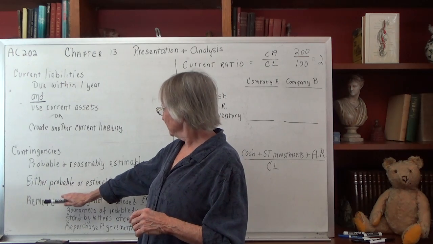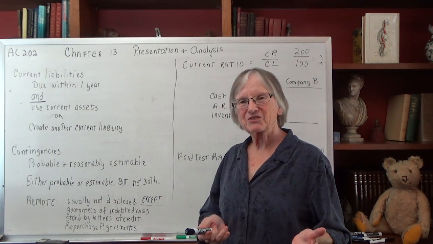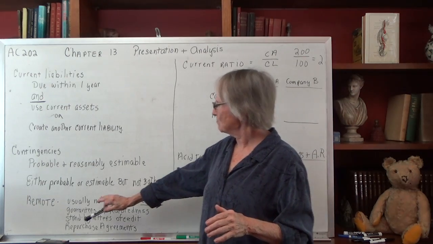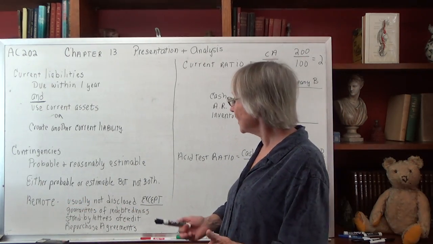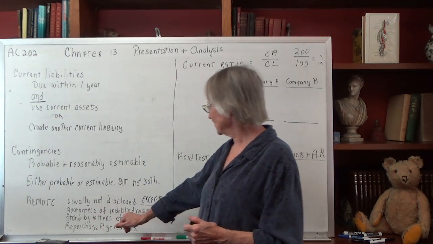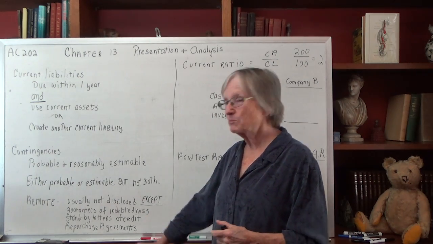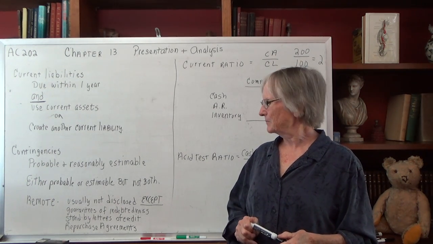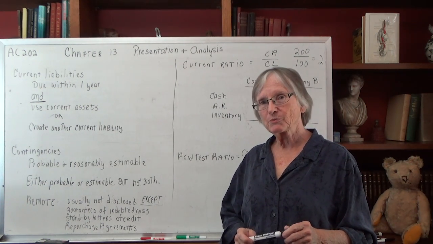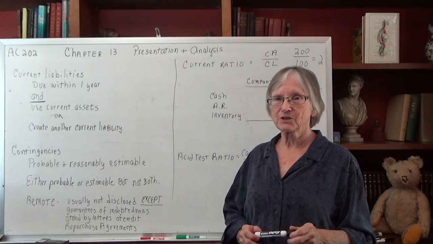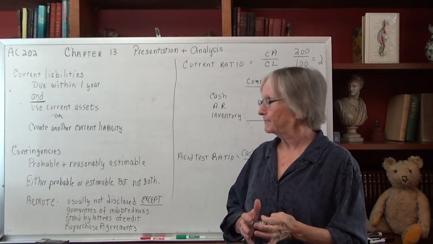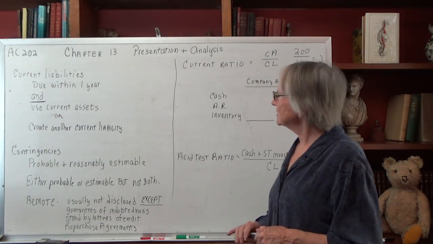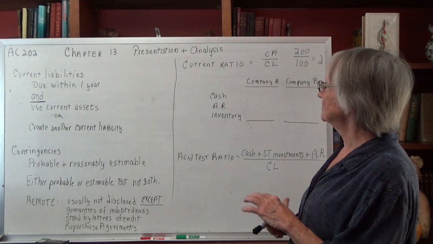Now, if they're either probable or estimable, but not both, those would just get disclosed in the notes to the financial statements. And if they're remote, you usually don't have to disclose them unless they are guarantees of indebtedness to others, standby letters of credit, and repurchase agreements. Repurchase agreements must be disclosed, and there are very good reasons for that. You have companies in the past who have not disclosed repurchase agreements and have ended up in serious financial difficulty because of them. So remote, you're usually not going to have to disclose them except for these kinds of items.